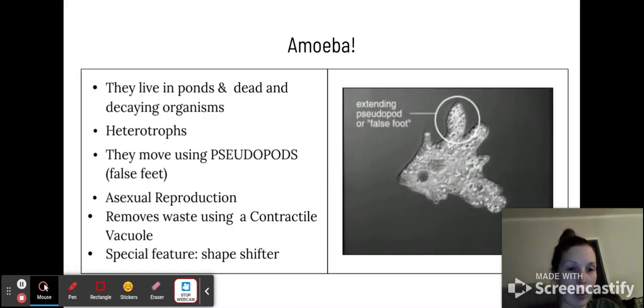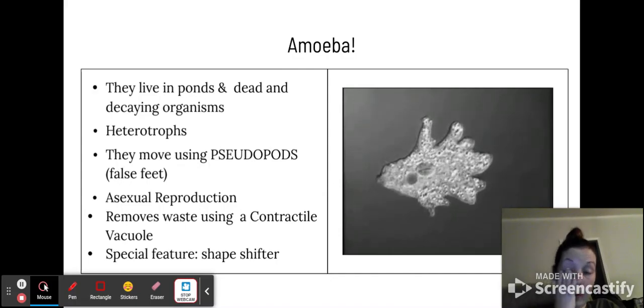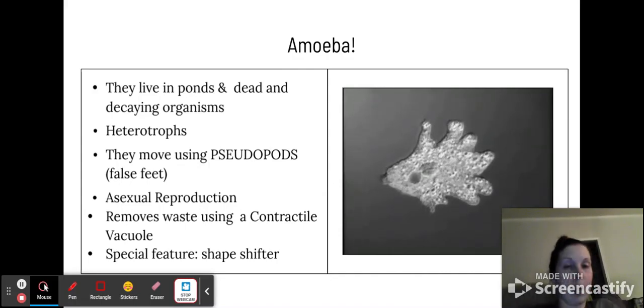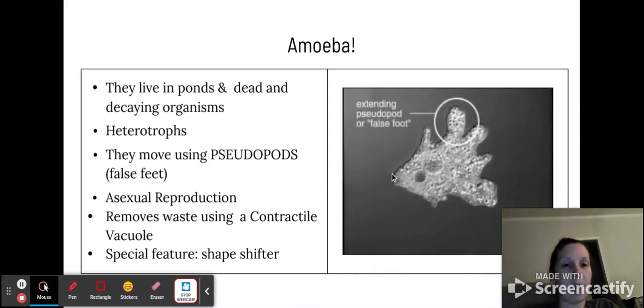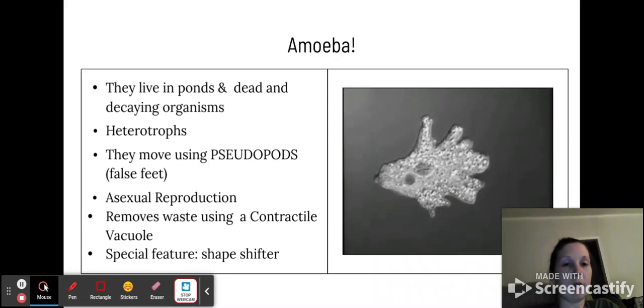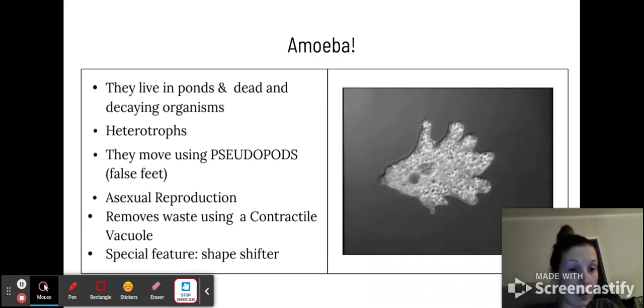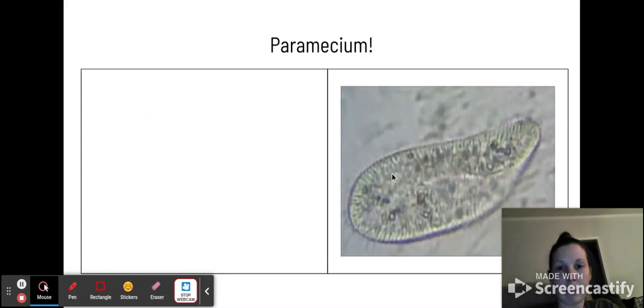Their special feature for amoebas is that they are shapeshifters. As you can tell here, they do not have a solidified shape. Their plasma membrane is very fluid, so it can change its shape very easily.